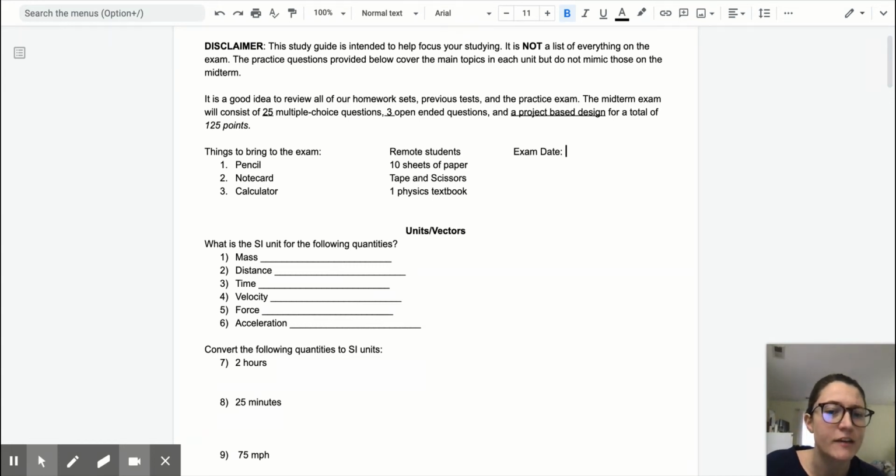We're going to begin with units/vectors. The substitute should have handed you out a physical packet if you are in class. If you are remote, I had asked you yesterday to print out the study guide. If you did not do that, please pause the video and print it out yourself. Okay, so our first unit, we looked at the math required to learn and understand physics.